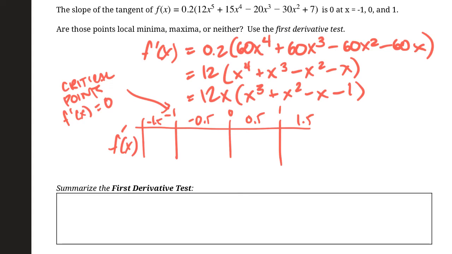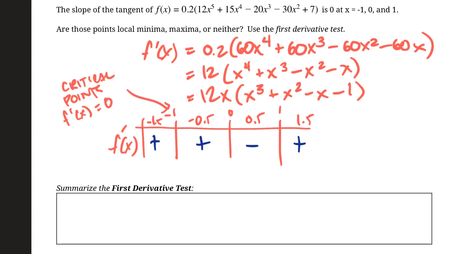A positive value. If you plug in -0.5 into that equation, you'll also see that it comes out to a positive value. If you plug in 0.5, you notice that comes out to a negative value. And if you plug in positive 1.5 into the derivative right here, you will get a negative value. Oh, sorry, that's wrong. You'll get a positive value. That makes more sense.